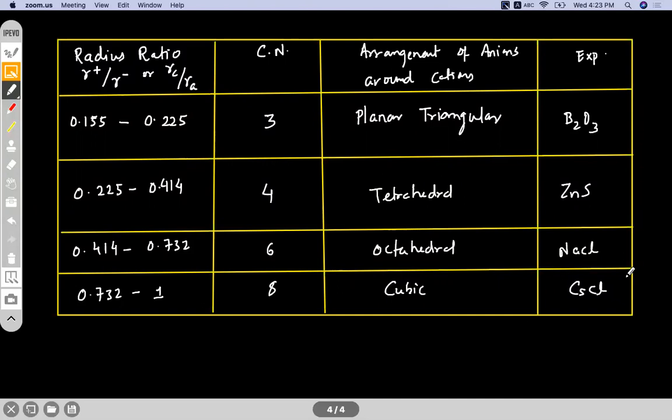The lower limit you must take care of. To solve the question, you can equate the lower limit. Means you can equate the radius ratio to 0.225, to 0.414. So the lower limit you can equate in all these ranges.